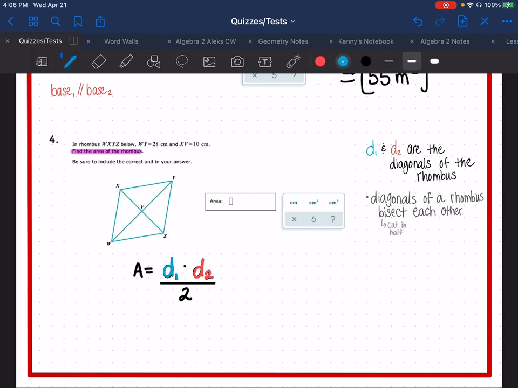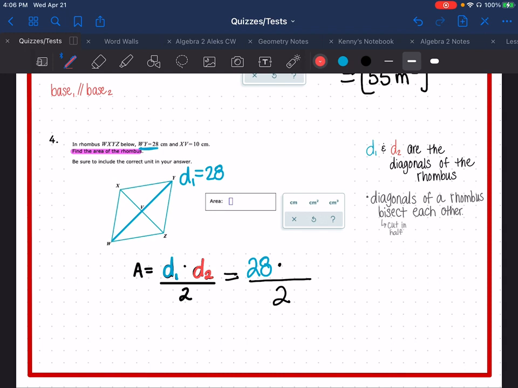All right, let's go ahead and label our diagonals. So this diagonal is called WY. Notice right here that they tell you that WY is equal to 28. You don't have to break it down. It is already 28. So I can already say that I'm going to plug in 28 to my formula. There we go, just getting it ready.